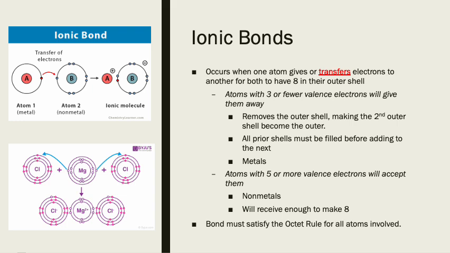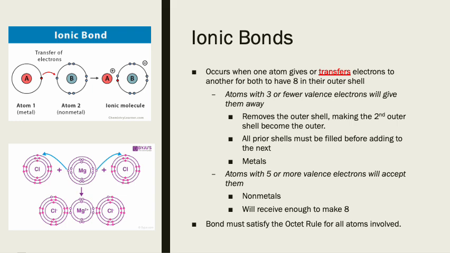So it's easier to get rid of the 1 electron if you have 1 valence electron than to go find 7 more. So typically, if they have 3, 2, or 1, they will give them away. And if they have 5, 6, or 7, they will take. So a metal is usually the ones that have 1, 2, or 3 that are going to give them away. And a nonmetal are the ones that have 5, 6, or 7 that will take.